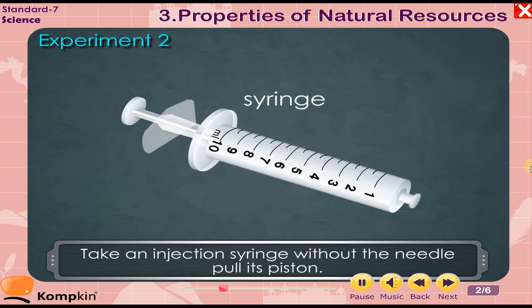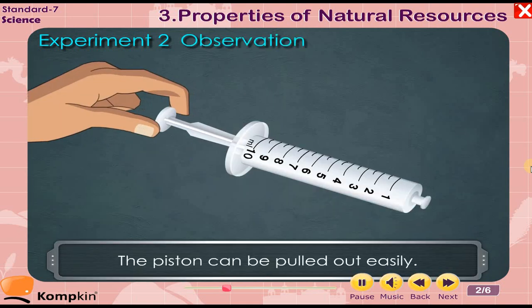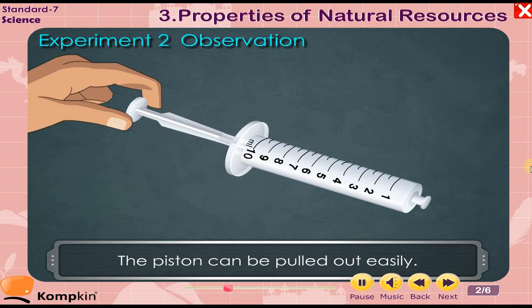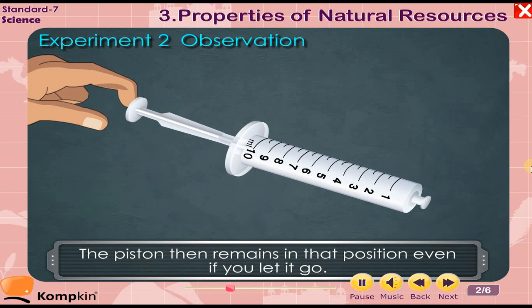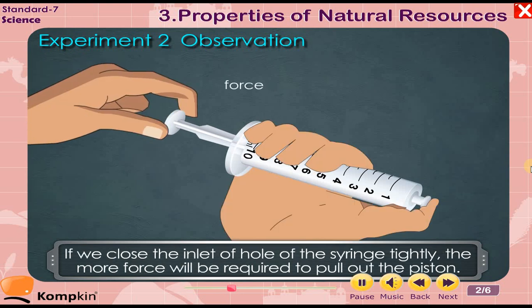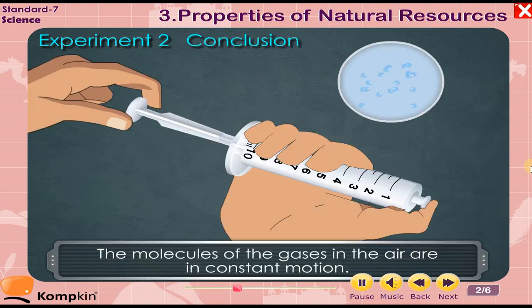Experiment 2. Take an injection syringe without the needle. Pull its piston. Observation. The piston can be pulled out easily. The piston then remains in that position even if you let it go. If we close the inlet hole of the syringe tightly, more force will be required to pull out the piston. Conclusion. The molecules of the gases in the air are in constant motion.